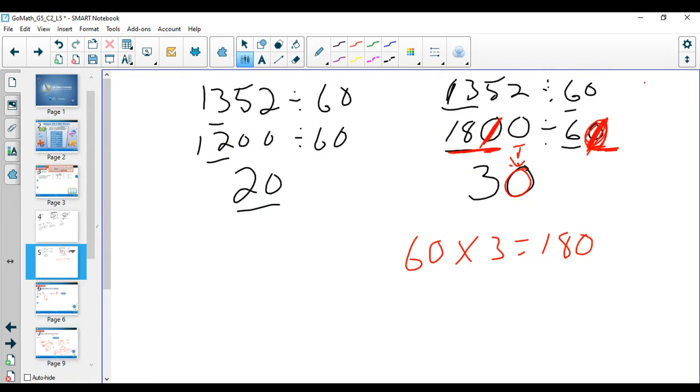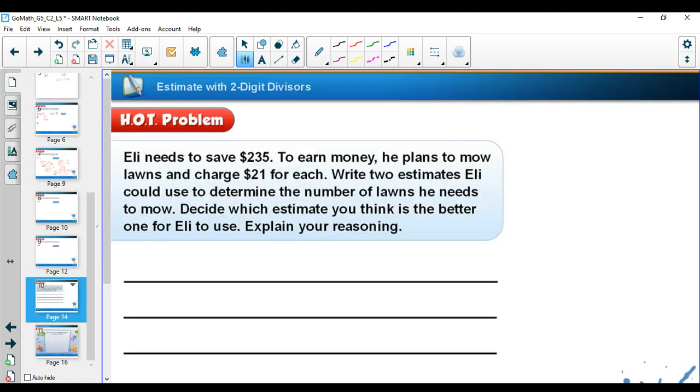Okay, I'm going to do one more. It's going to be a story problem. And here it says that Eli needs to save $235. To earn money, he plans to mow lawns and charge $21 for each. Two estimates he could use to determine the number of lawns he needs to mow, and decide which estimate you think is the better one. So that's really what we're focusing on here, which one is the better one.